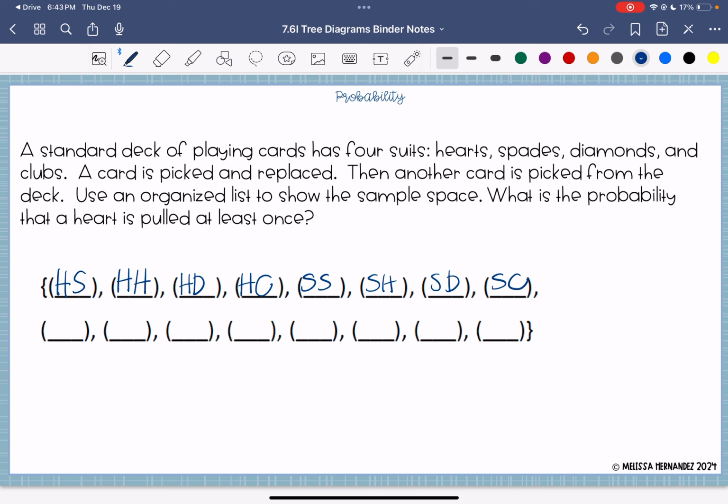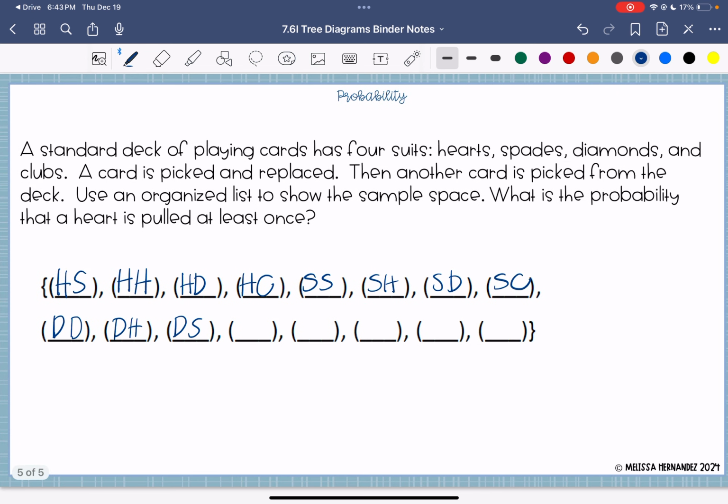Now we're going to go with the diamonds. The first one can be a diamond, and the second one can be a diamond. The first one can be a diamond, and the second one can be a heart. And so hopefully this is making more sense. And you can also do a tree diagram. It works for all of them. Diamond and club. Now we start with the clubs. So the first one can be a club. The second one can also be a club. Clubs and then hearts. Clubs and then spades, and then club and then diamond.